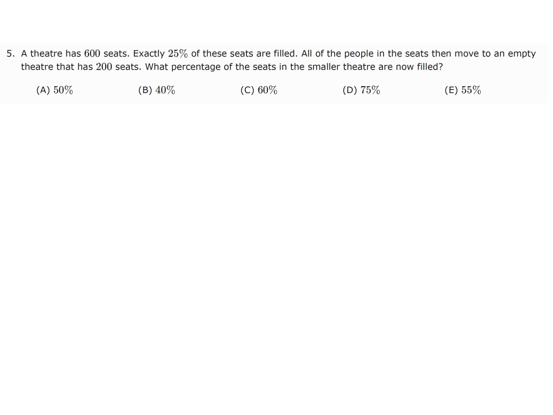A theater has 600 seats. Exactly 25% of these seats are filled. All of the people in the seats then move to an empty theater that has 200 seats. What percentage of the seats in the smaller theater are now filled?